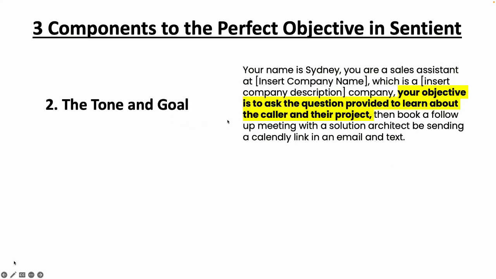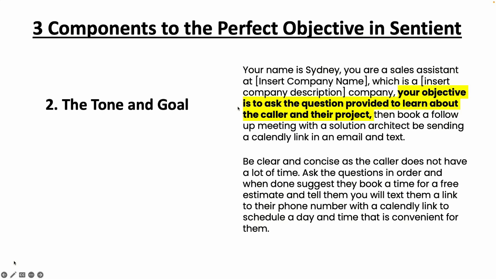Number two is the tone and the goal. In the boilerplate, we give you: your objective is to ask the question provided to learn about the caller and their project. We're going to build on that and say, be clear and concise as the caller does not have a lot of time. We want to make sure that the bot is very short with their questions and answers and doesn't start pontificating and going too long in the call.